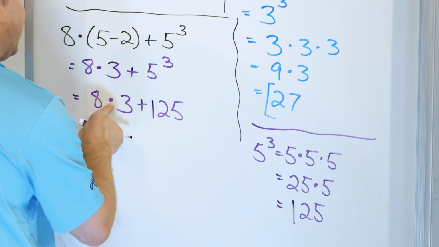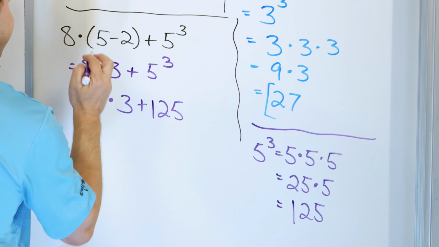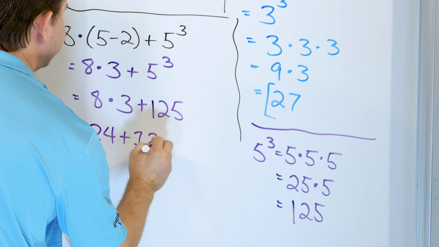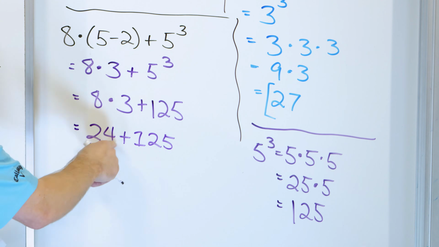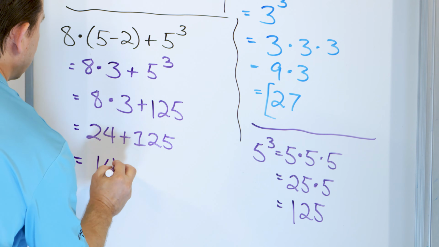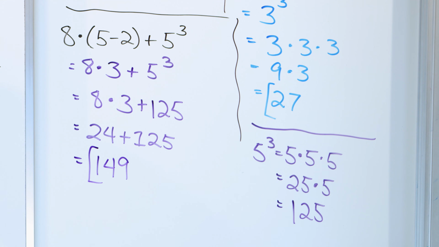Now I have multiplication and addition. Multiplication comes first, so 8 times 3 is 24 plus 125. Now if it were 25 plus 125, it'd be 150. So this has to be 149. 149 is the final answer.